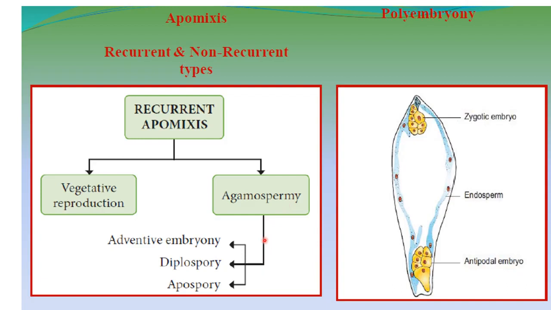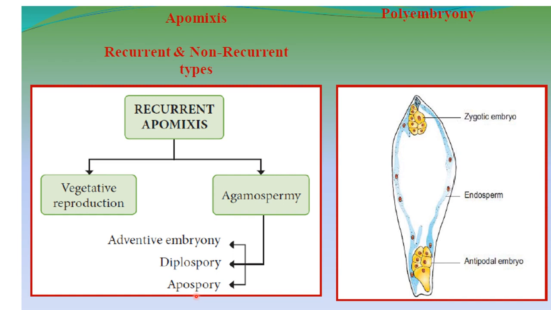How will the embryo sac develop then? In adventive embryony, if any cell of the nucellus or integument gives rise to an embryo, it is called adventive embryony, which is found in citrus. In diplospory, the megaspore mother cell doesn't undergo meiotic division. Without any meiotic division, if it develops into an embryo sac, it is called diplospory. An example is Eupatorium.